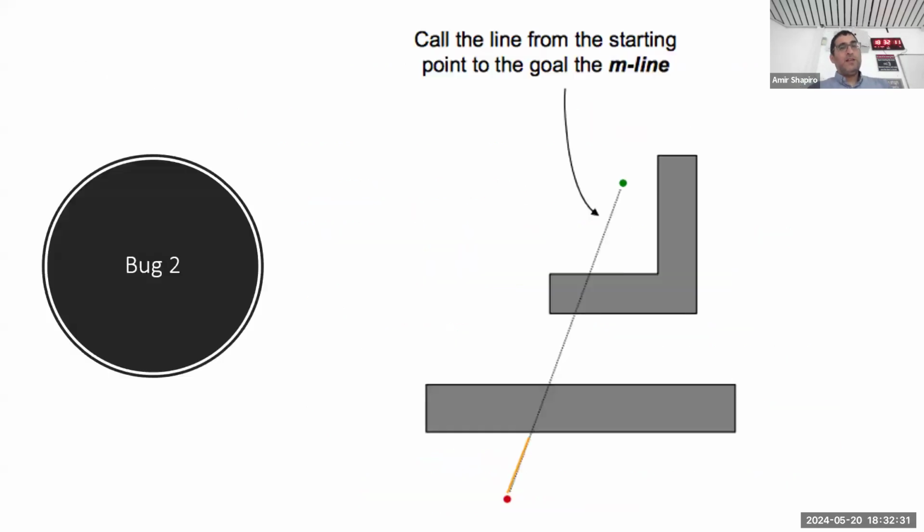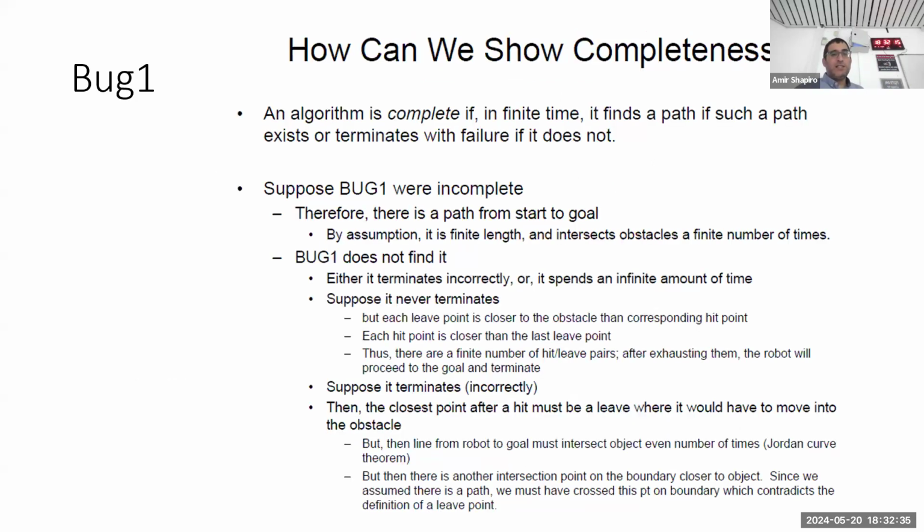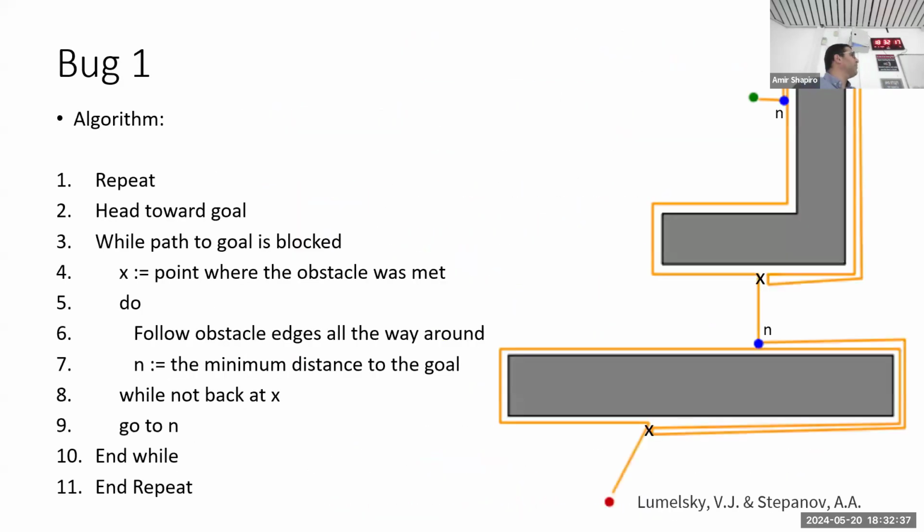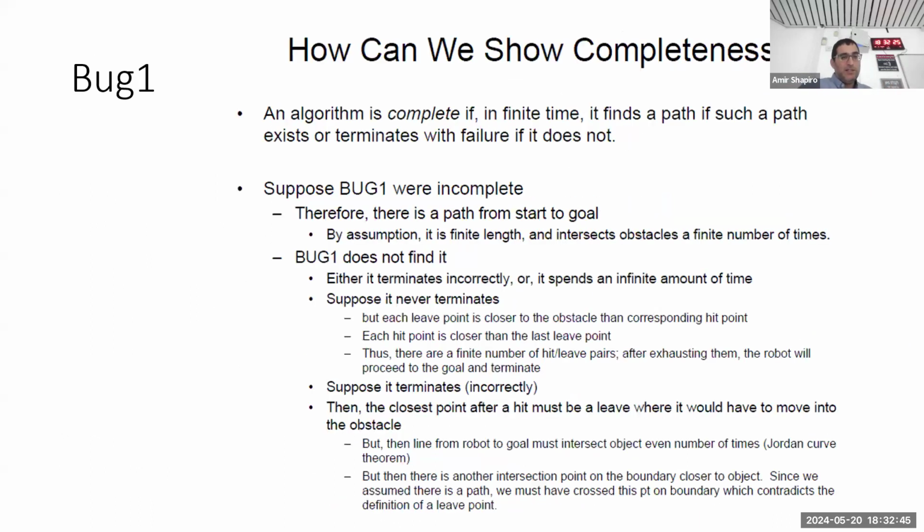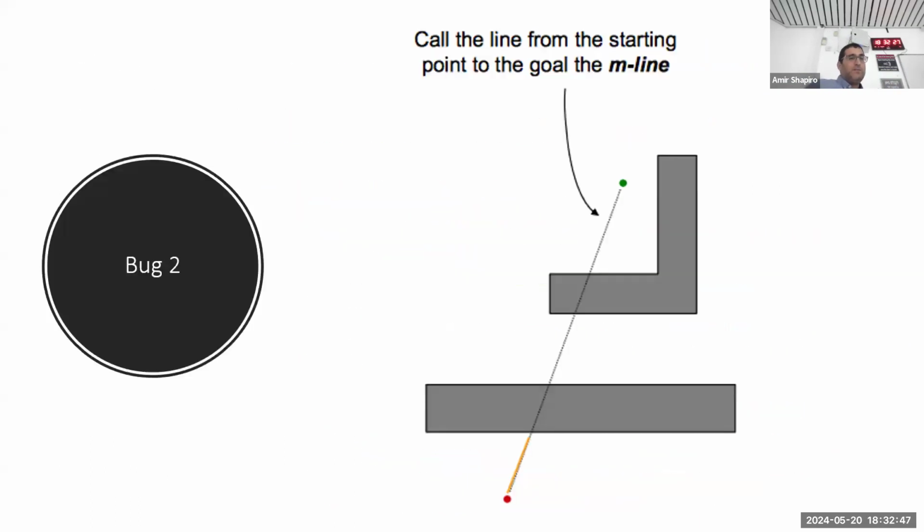Now we can improve this. This was kind of inefficient because we had to go around the obstacles. But maybe we can find something that is a little better. So Bug 2 is doing something a little different.